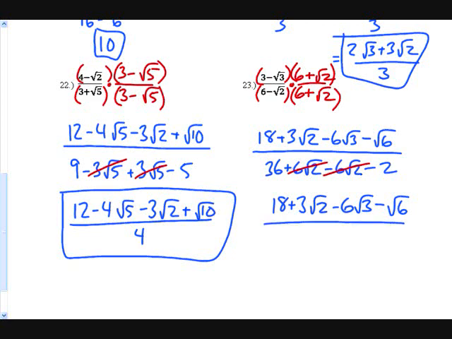The denominator, I can do the 36 minus the 2, which gives me a 34. And then the last thing I can check for is any common factors to divide this and to reduce the fraction, but there are none. So that's my answer. Okay?